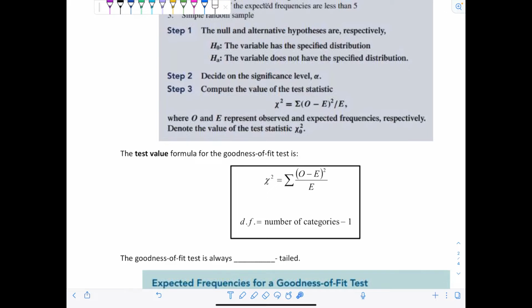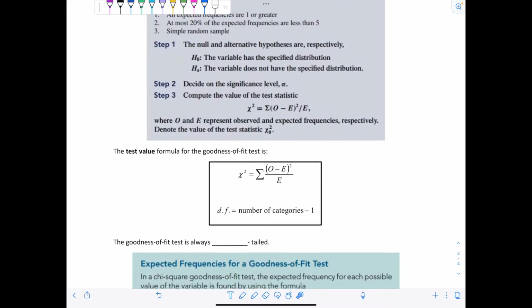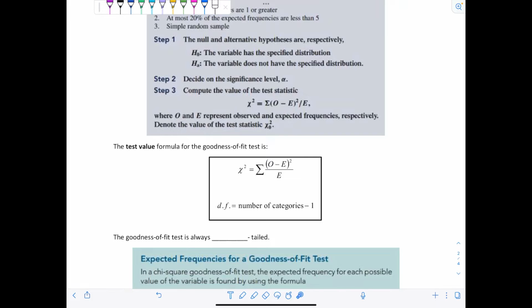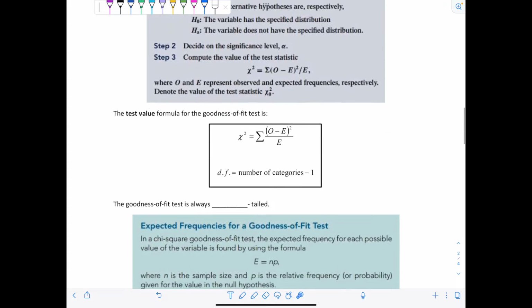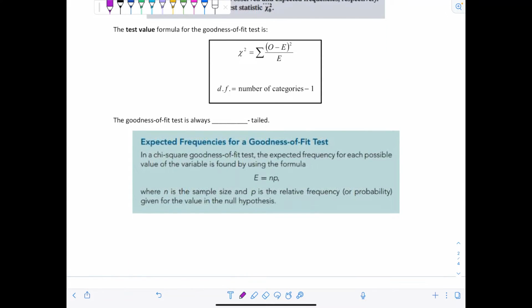So chi-square, this looks a little smushed. I like it here nice and spread out so you can understand. Remember this sigma, we've seen that before. That means sum or add up all of the observed, O is observed, minus expected values. You square those and then divide by the expected value for each of the categories. What are the categories? You'll see. It's basically a frequency distribution that we're going to have. And then degrees of freedom is number of categories minus 1. Keep in mind the goodness of fit test is always right-tailed.